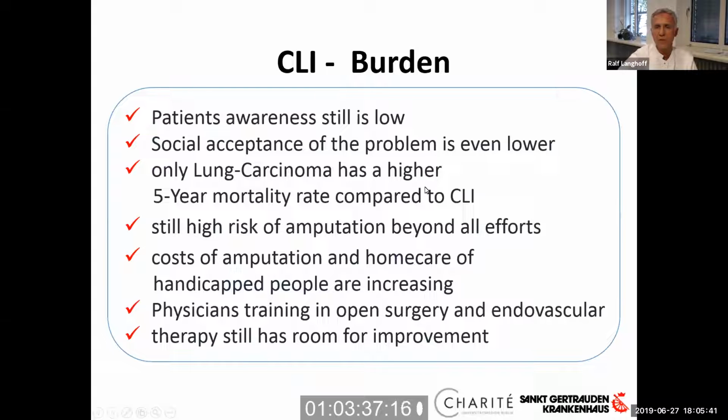Beyond the problem of how to treat CLI, we have to be aware that the mortality rate of these patients is very high. Only lung carcinoma has a higher 5-year mortality rate compared to CLI. These patients are very sick and very diseased. A lot of effort has already been done in terms of CLI treatment, but amputation is still a major burden, and the costs related to these amputations and to home care of those handicapped people are rapidly increasing. So it's very important that we do something against this. Physician training in open surgery and endovascular therapy still has room for improvement, and this webinar is also dedicated to address this topic so that we all can improve, and also the audience here.